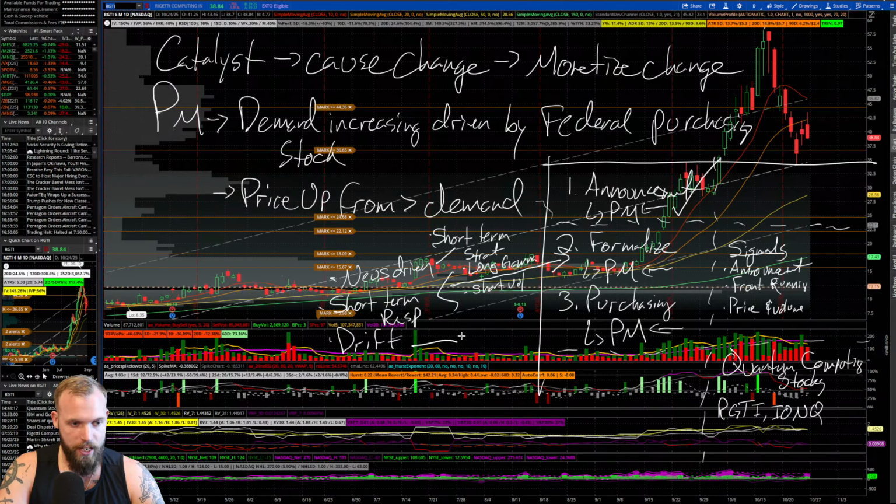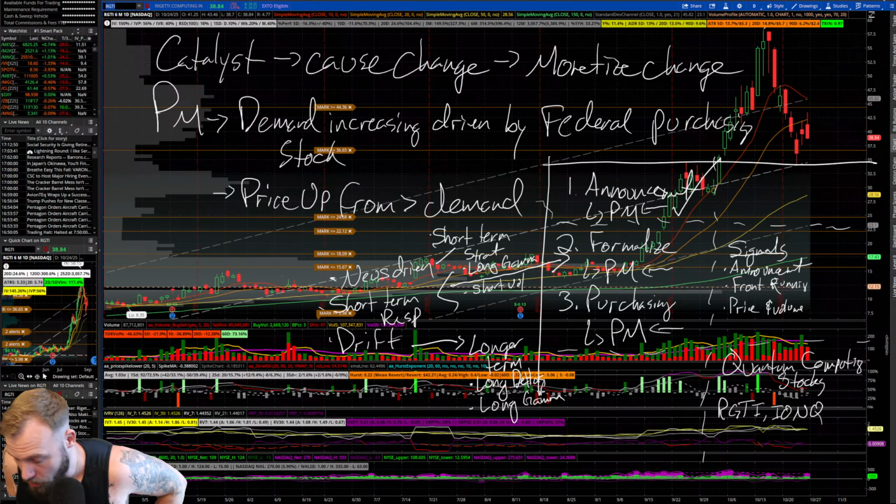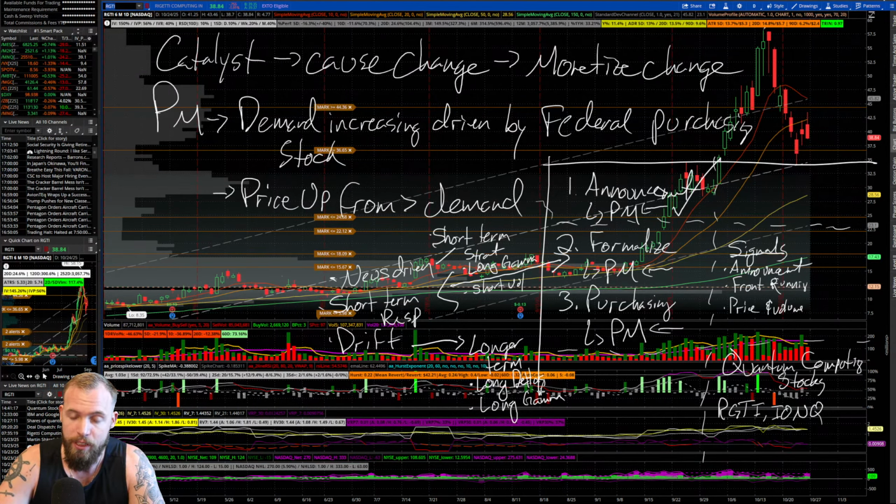For the drift element, that's inherently longer term. I'm going to favor things also that are long deltas, long gamma. How do I know that? How am I going to rattle that off? It's because of completing the outlier strategy process.